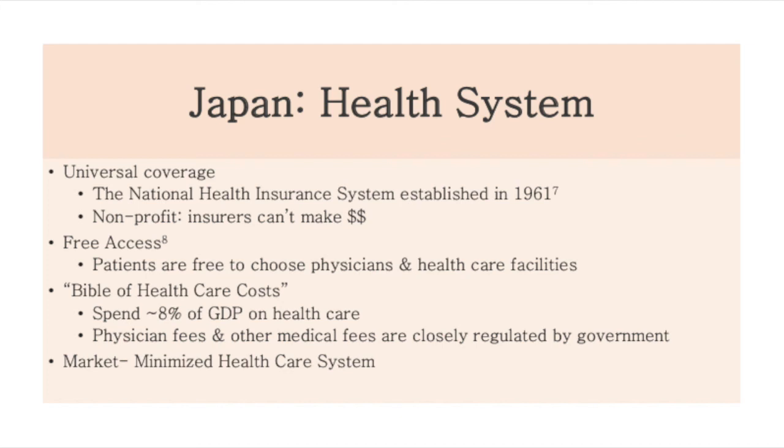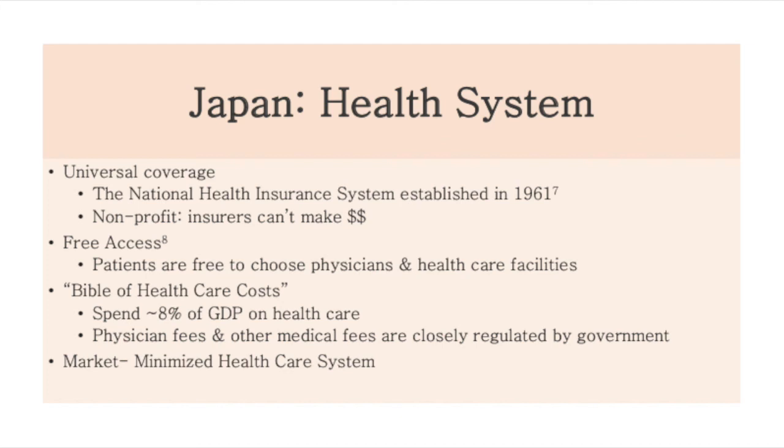They also have what's called the Bible of healthcare costs, which is a way that they can control costs. So Japan only spends about 8% of their GDP on healthcare, which is really low, and physician fees and other medical fees are closely regulated by the government.